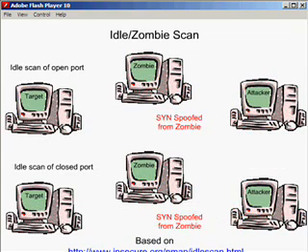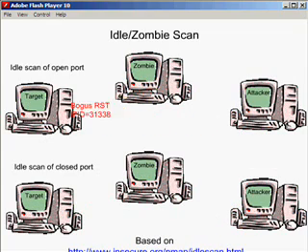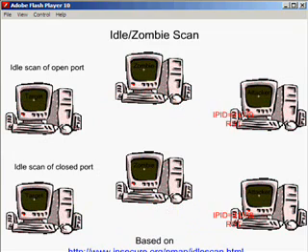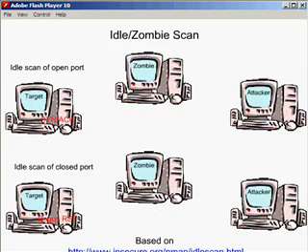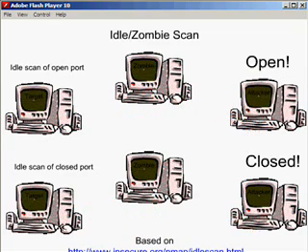Since the target will think that the spoofed packet came from the zombie, it will respond with a SYN-ACK packet back towards the zombie. If the zombie gets this, it will respond with a reset since it never sent the actual original packet. Since the zombie had to send the reset packet, this increments its IP ID.